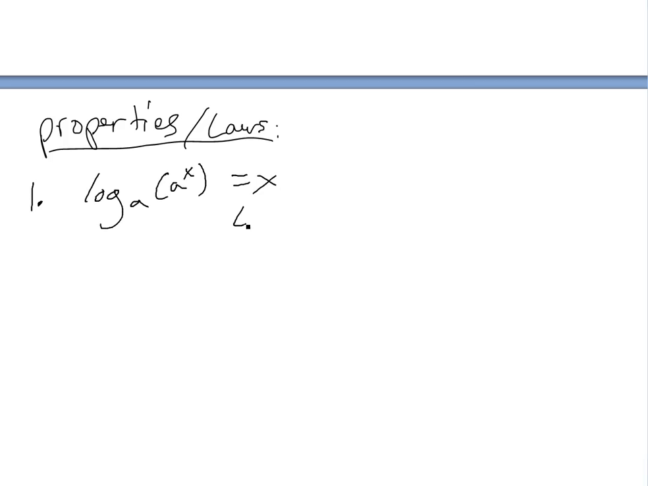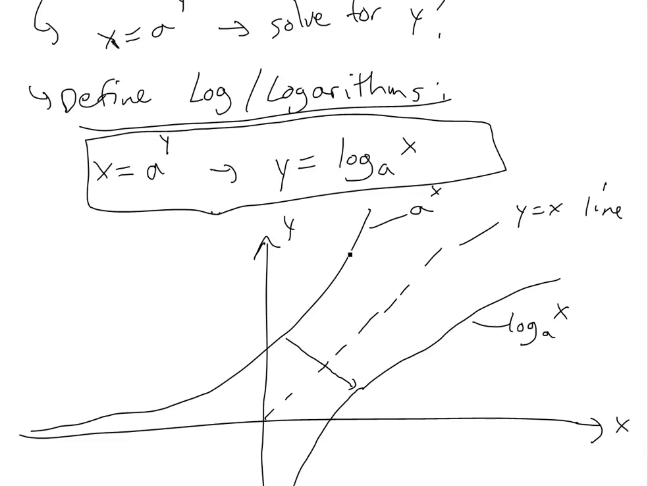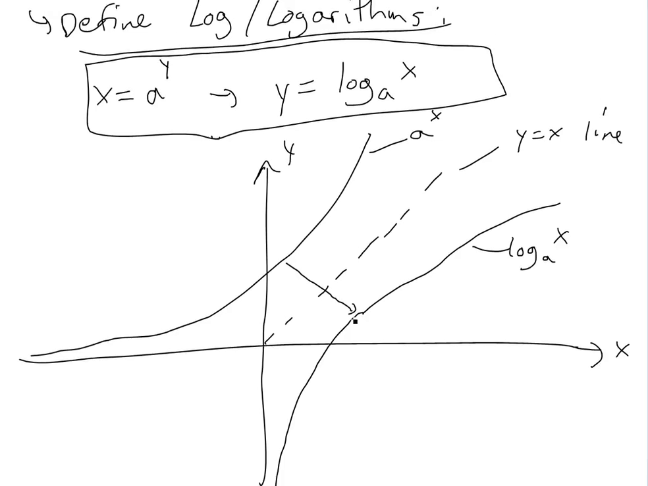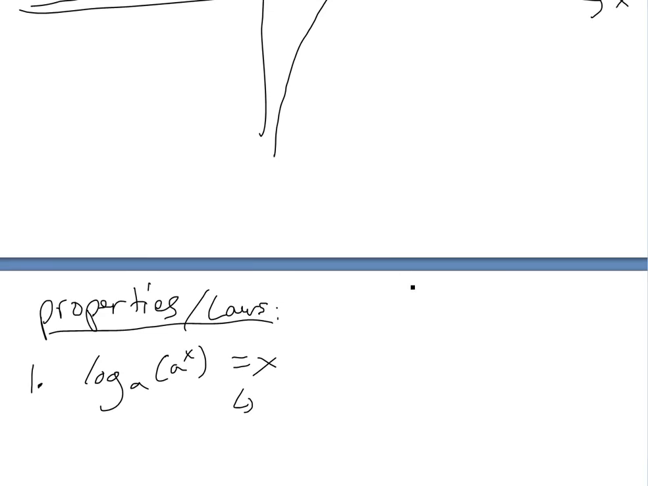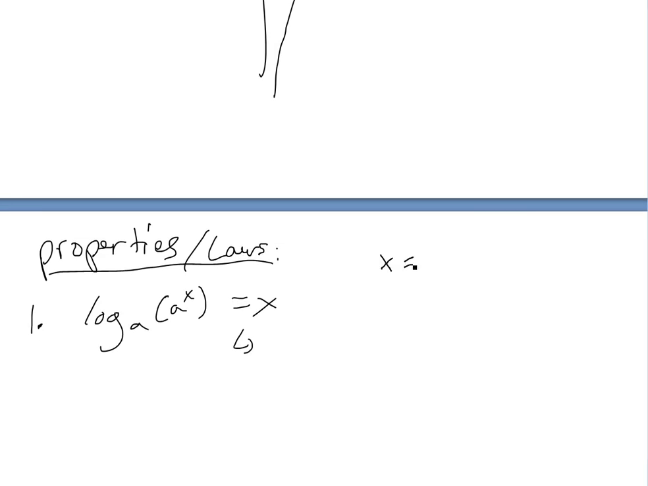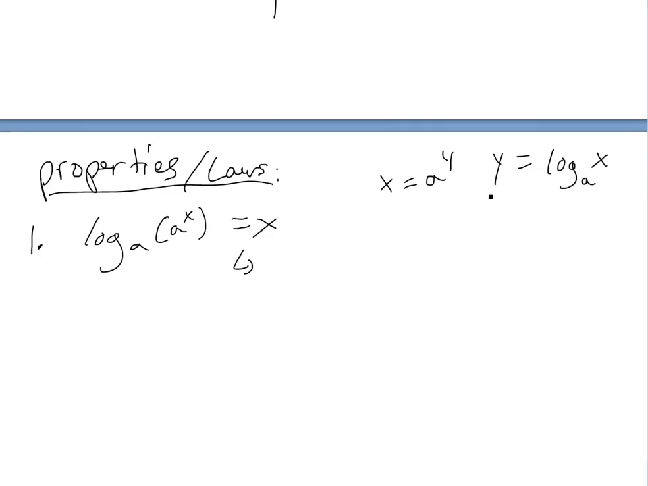So then the proof here is basically, if we look at the definition again, which is basically that x equals a to the y, y equals log base a of x. So if we look at that again, we go x equals a to the y, and y is defined as log base a of x. So in this case, a to the x is acting as x, so we'll have a to the x equals a to the y, and if you just look at it, y equals x. So that's the one proof.